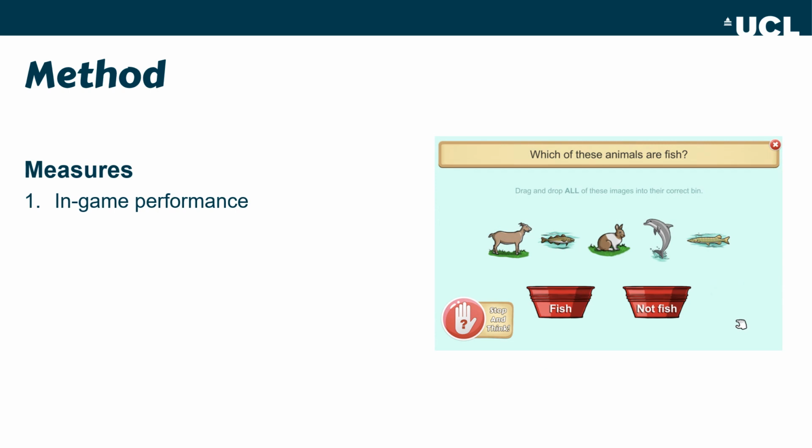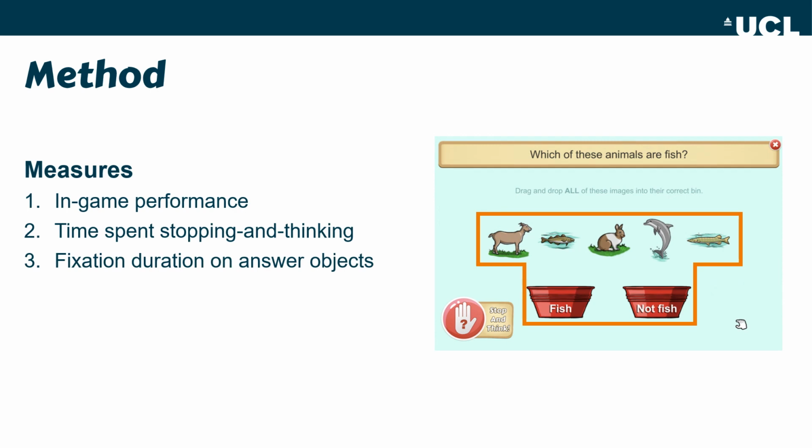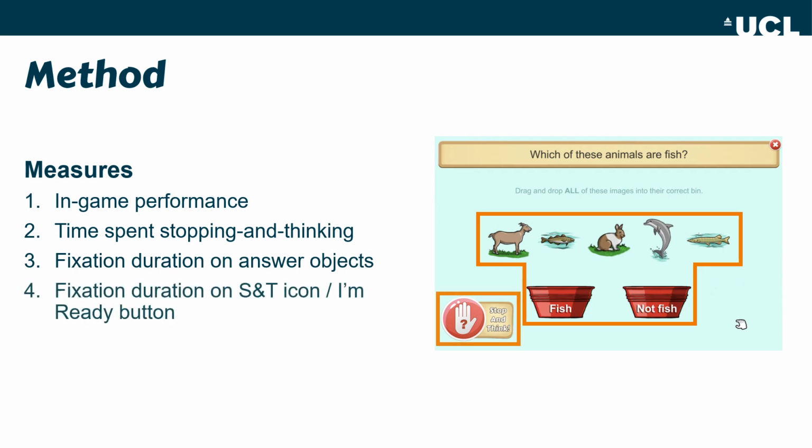We measured their in-game performance, the average amount of time they spent stopping and thinking, where longer would be better, their eye fixations on the answer objects, again, where longer fixations would be better, and their eye fixations on the stop and think icon and I'm ready button, where lower total fixations would be better, since this would mean that they're less distracted and focusing on the problem.